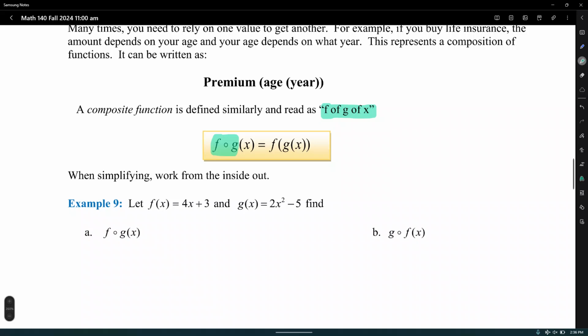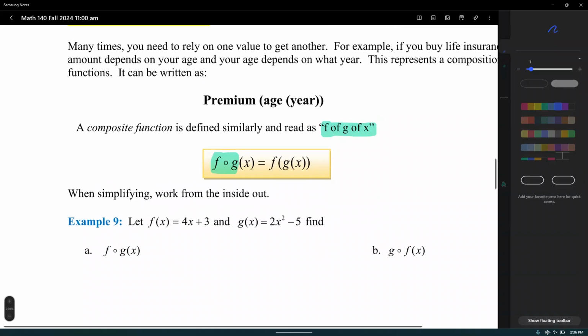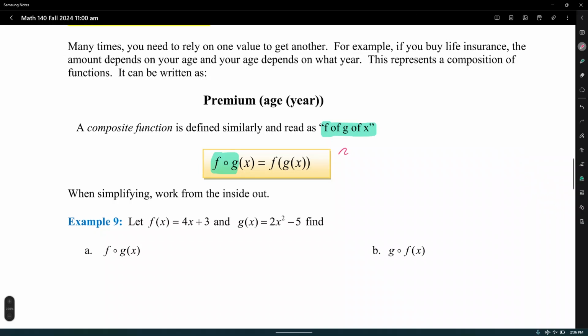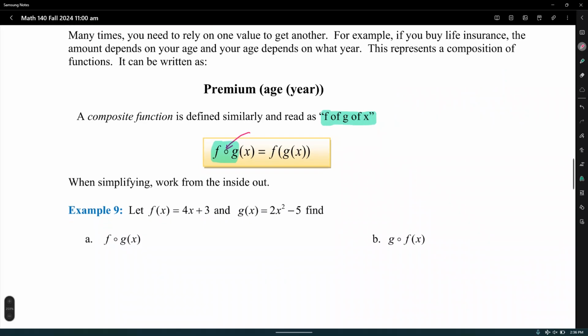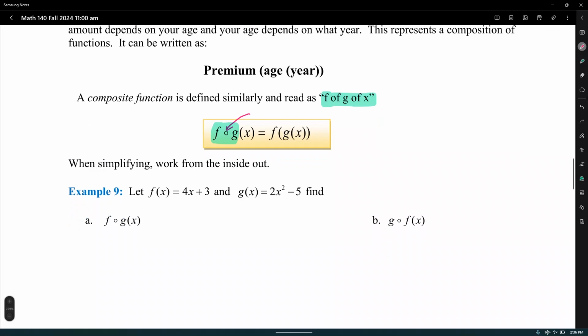To identify a composite function, you would see this circle right here. No, it's not a multiplication symbol. The multiplication symbol would be f times g, and this is not equal to f circle g. When you see this circle, it means composition. That means the function gets evaluated not at a value, but at another function.